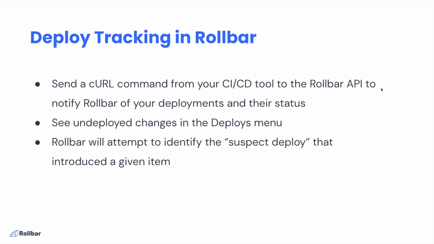intelligence to the items, where you can then also potentially see the suspect deploy. If Rollbar can identify where it thinks this code problem was introduced, then it will point back to that deploy as well.